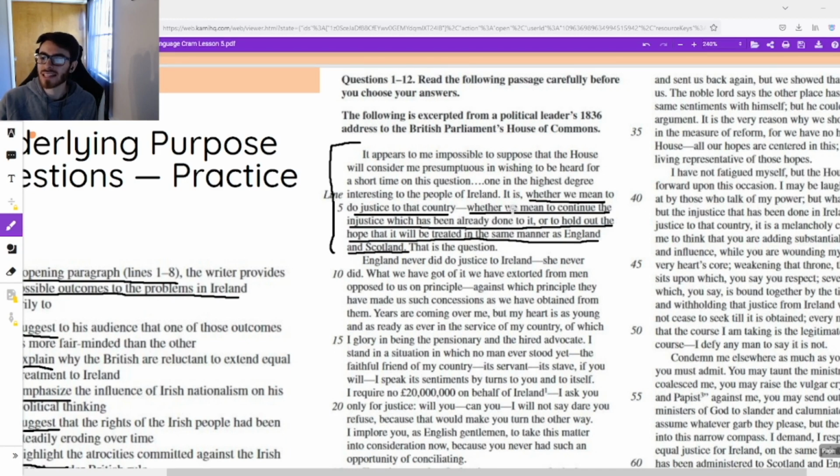Well, that obviously he thinks is the bad outcome, right? He thinks it's bad to continue the injustice. Or to hold out the hope that it will be treated in the same manner as England and Scotland. Hope, positive word, right? Injustice, negative word. He thinks that they're not being treated fairly, but he's hopeful that they could be treated fairly. The way he explains the two outcomes gives us some idea of how he feels about each of them. So why is he giving us these two outcomes? Well, probably to show that one is better than the other, right? That one is right and one is wrong. Something like that.